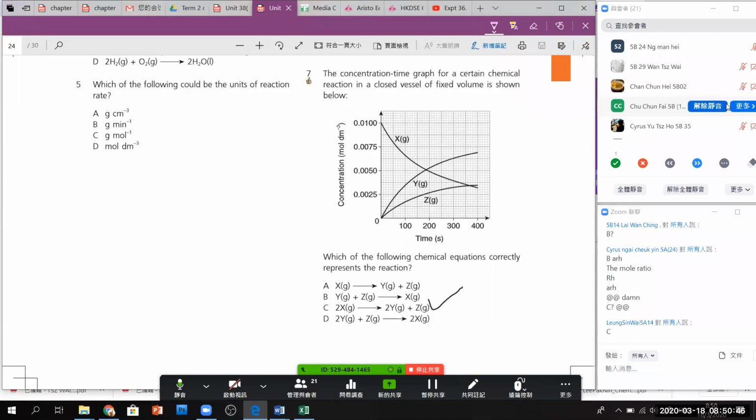C, quite a number of you chose C. Yep, C. So how to explain? Explanation, please. Dead silence. Who would like to have a try at the explanation? You may turn on the mic and tell.